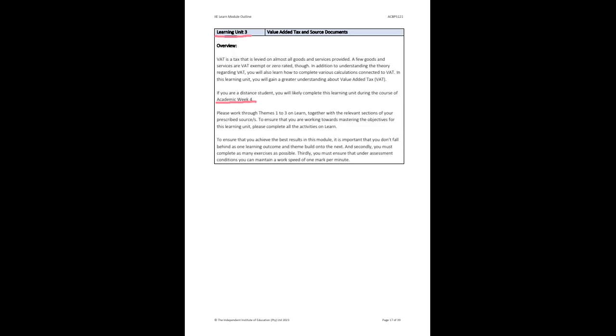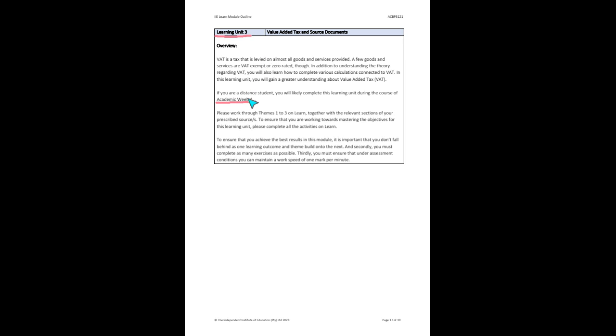Okay, so hopefully that's going to help you. If you go back and have a look at that work now, hopefully it'll make a little bit more sense. And then where we are now today, day 1 of week 4, Learning Unit 3, VAT and source documents. We should cover this in week 4. So hopefully at some point during this week, you will have time to look at Learning Unit 3.